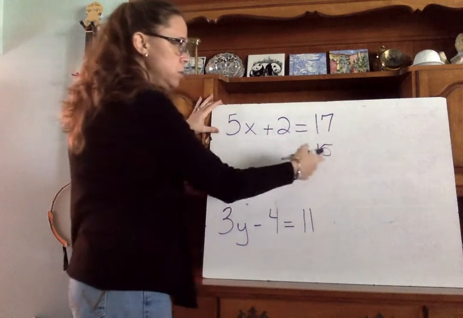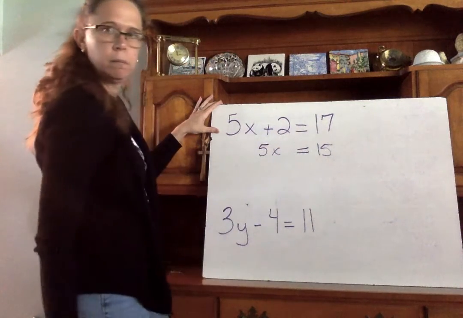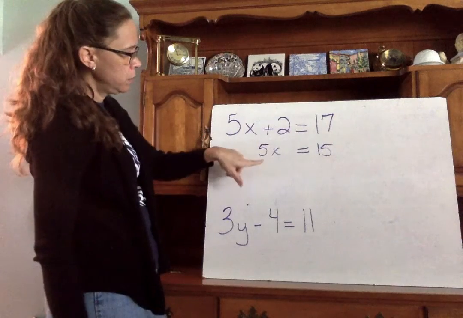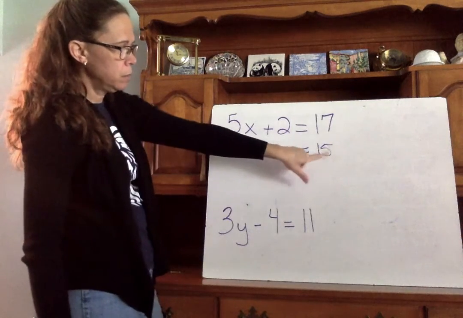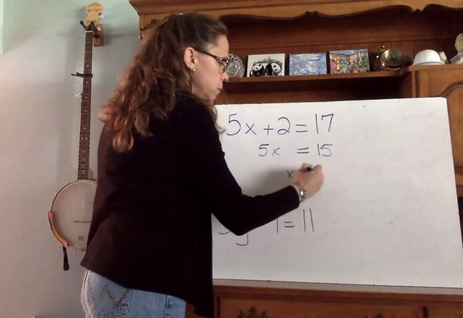15. If I didn't add the 2, then the 5x would be equal to 15. Okay, now do you see what x is going to be? I know the one factor, I know the product. Product divided by factor will give me my other factor. x has to be equal to 3.